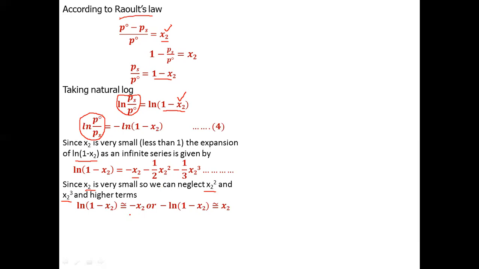So the relation reduces to natural log of 1 minus x2 approximately equal to minus x2, but we need the value of minus natural log of 1 minus x2, so multiplying both sides by minus, we get minus natural log of 1 minus x2 approximately equal to x2. So putting the value of this in this, we get natural log of P naught by Ps is equal to x2.